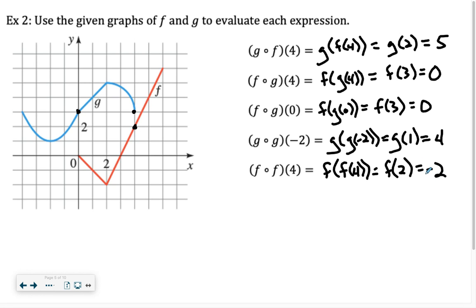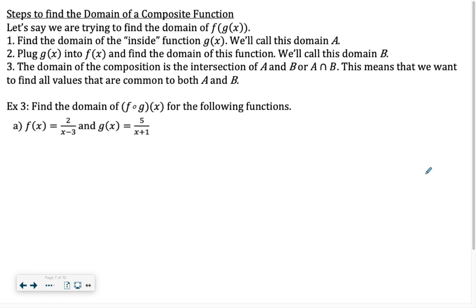All right. So now let's talk about the domain of a composite function. Now, the steps to finding the domain are first find the domain of the inside portion. Right. So for notation's sake, let's assume we're finding f of g of x. So the first thing we want to do is find the domain of g of x. Then we want to plug g into f and then find the domain of that function. Okay? We can call that domain B.